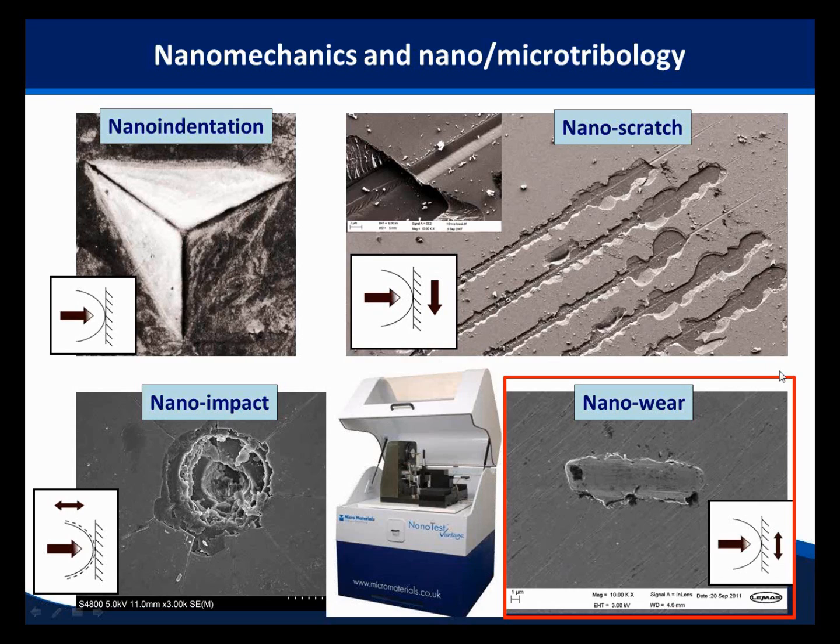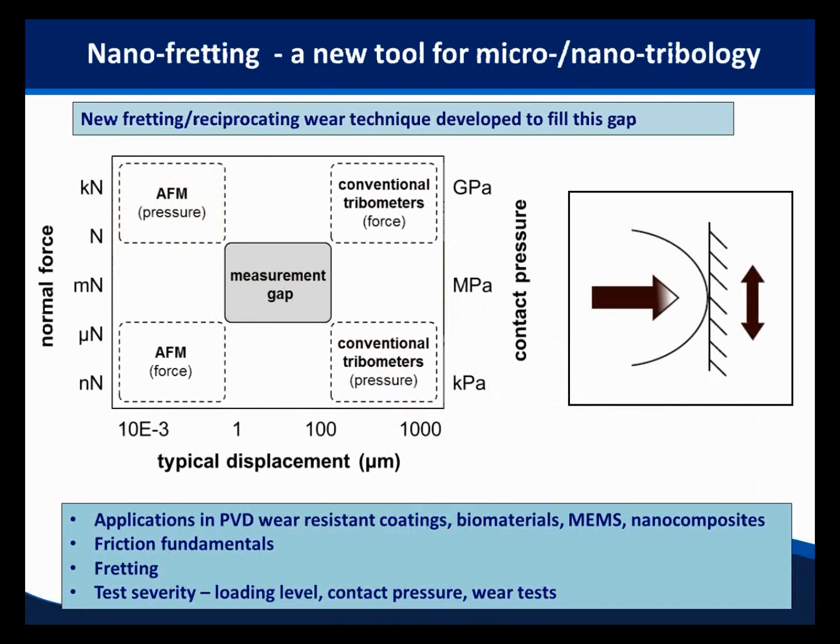When we designed this test, we noticed that there was essentially a measurement gap in terms of forces, displacements, and pressures between using an AFM as a tribometer and using a conventional tribometer. So we developed the nanoscale reciprocating wear or nano-fretting technique to fill that gap. It has a range of different applications in wear-resistant coatings, biomaterials and MEMS. It allows you to study really the fundamentals of friction and to do tests over quite a wide range of different loads, contact pressures, numbers of cycles and frequencies.